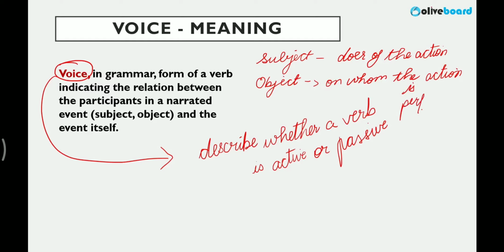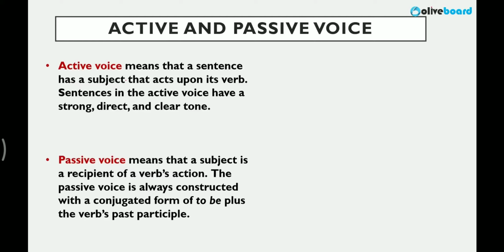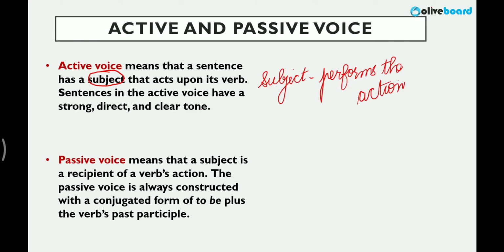Now understand guys, when we talk about active and passive voice, this is what we learn, right? Whether the verb is in active state or in passive state, this is what we learn in this chapter. Active voice means the sentence has a subject which performs the action of its verb. Whenever you see the subject performing the action, it's called active voice. Please remember that sentences in active voice are more direct, right?